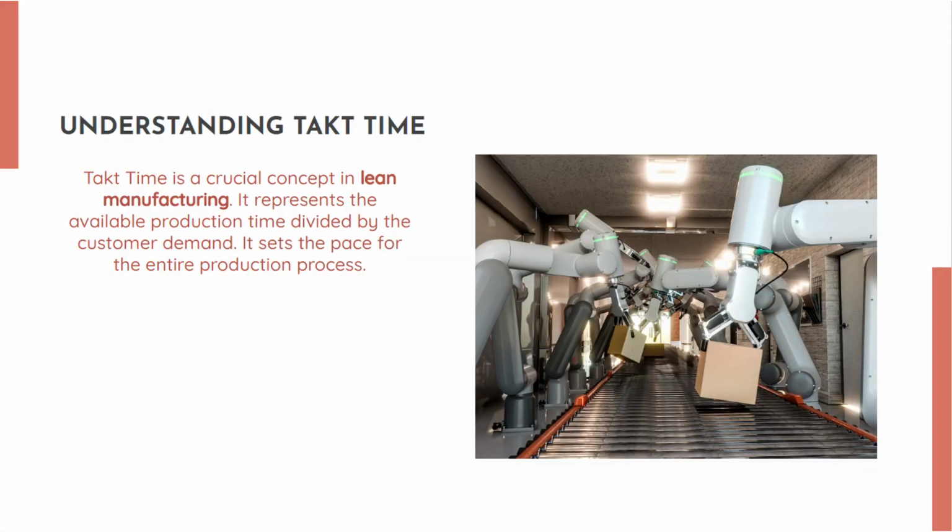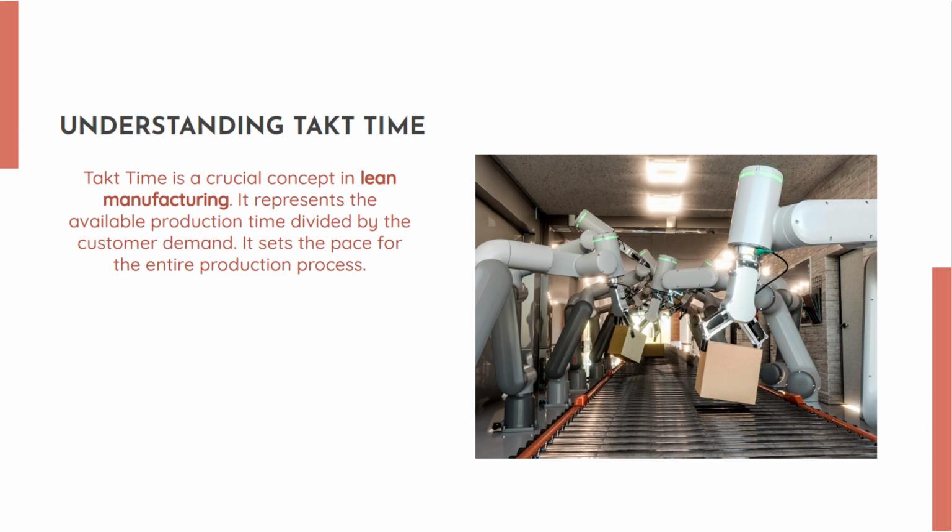So basically it is a very simple expression. It is a simple lean tool expression which represents available production time divided by the customer demand. So Takt time deals with two different aspects, two different criteria. First criteria is available production time. What available production time the factory is having and what is the customer demand.